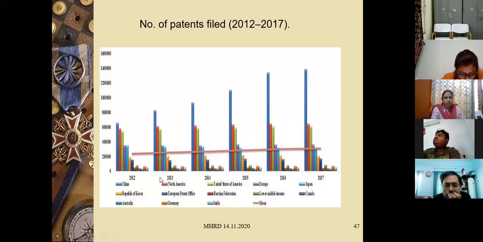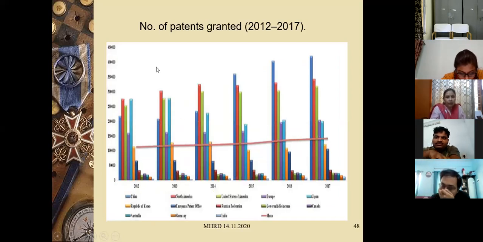It's available on Google also, but I apologize for the poor quality because I had to copy it from the net. This shows the patents filed in the 5 years from 2012 to 2017. The light blue here is India. The rest is China, North America and the United States. You can see that in the years to come, it is China which is topping the list of patents being filed, and many have also been filed in the European Patent Office.